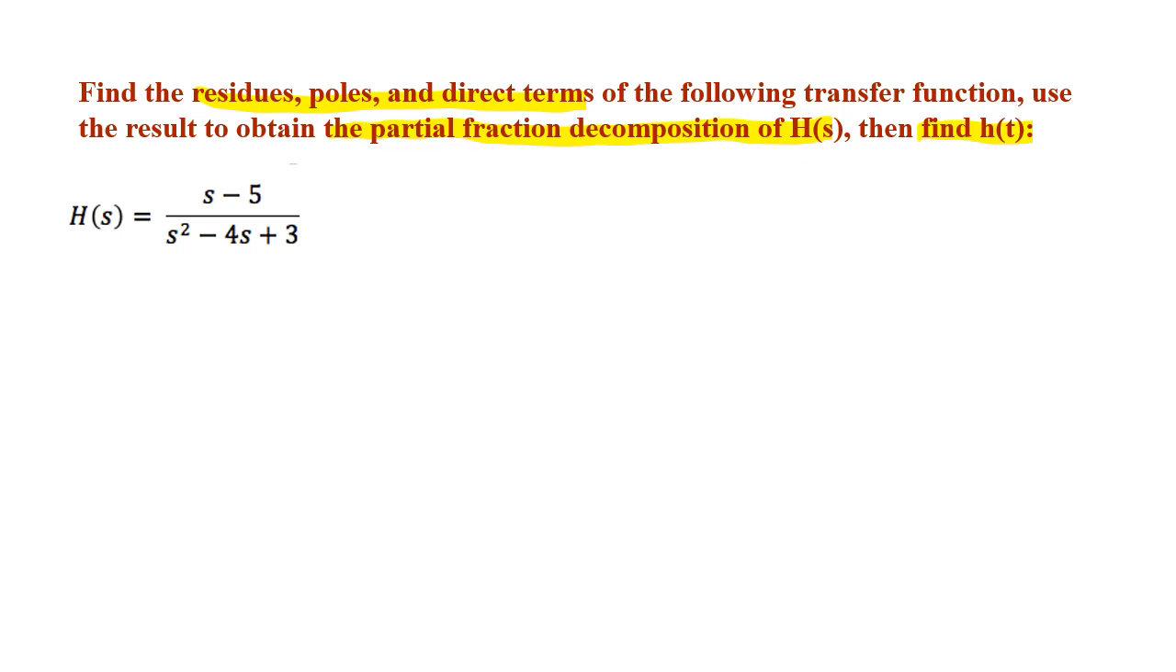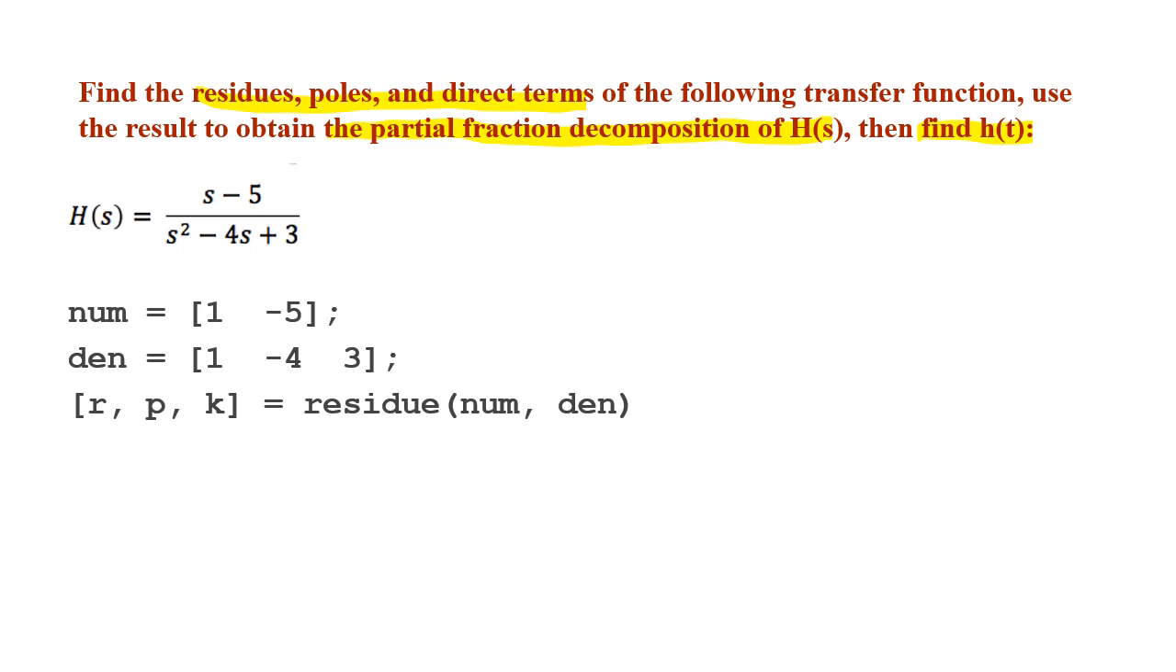But again, first we need to define the coefficients of the numerator polynomial. So it's going to be numerator is equal to 1, -5. Denominator is going to be equal to 1, -4, 3. Now, to find the residues, poles, and direct terms, the function to call is simply residue, and it will take the numerator and the denominator as inputs, and it will output the residues array, the poles array, and finally the direct terms array in that exact order.